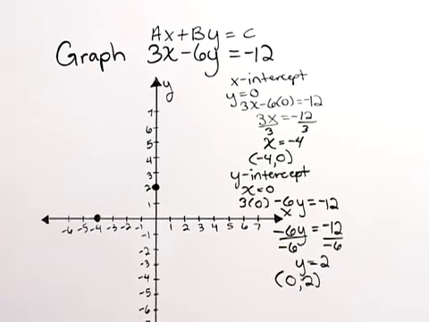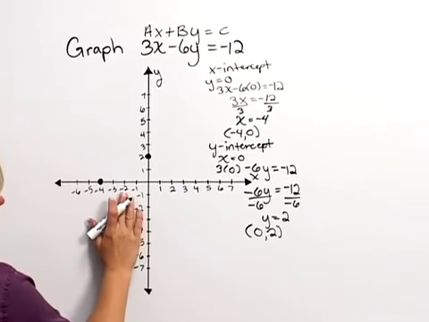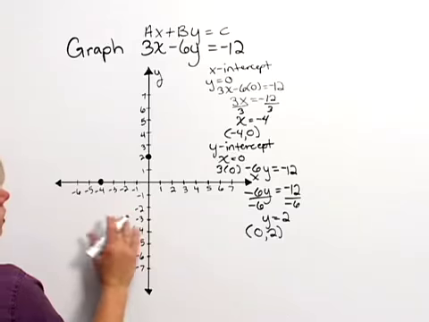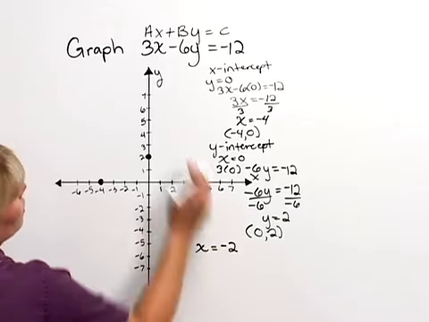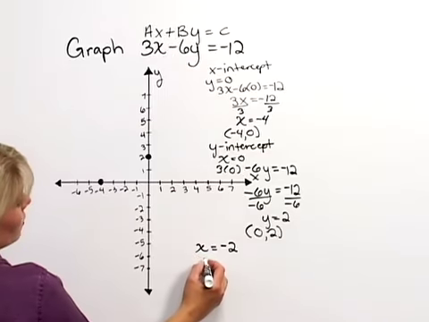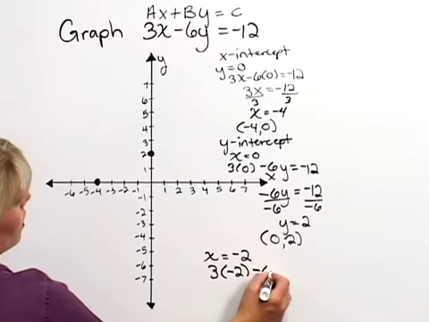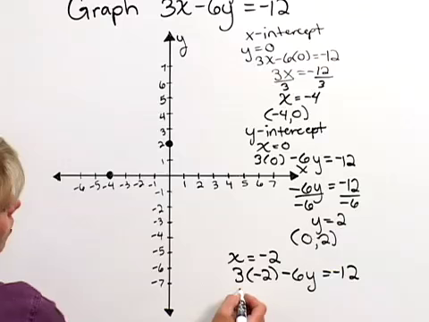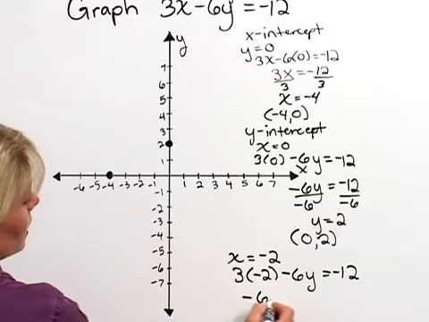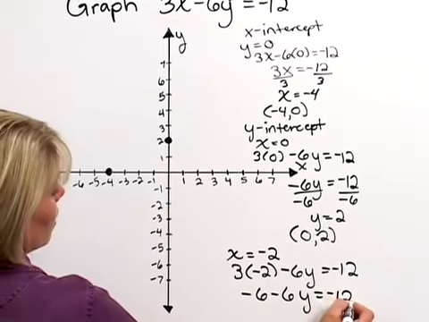It's always good to have a third point in order to check our solution. So let's plug in negative 2 and get one more point. So we're going to let x equal negative 2. Replacing that x with negative 2, I'll have 3 times negative 2 minus 6y equals negative 12. 3 times negative 2 is negative 6. Minus our 6y will equal negative 12.